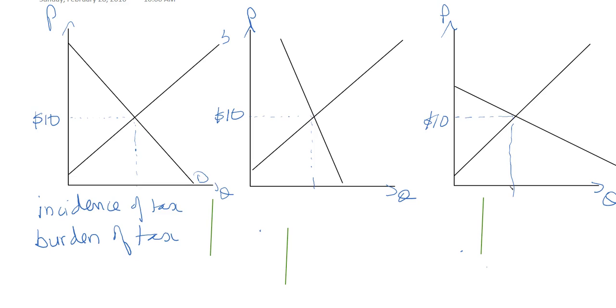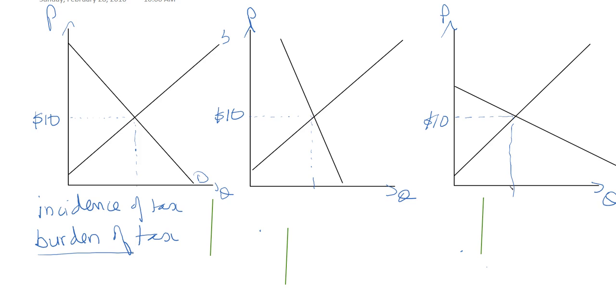This video deals with a rather complicated concept of tax incidence and tax burden. What we will study is the impact of a tax on both buyers and sellers in different scenarios, specifically under the scenario of differing elasticities of demand and supply.